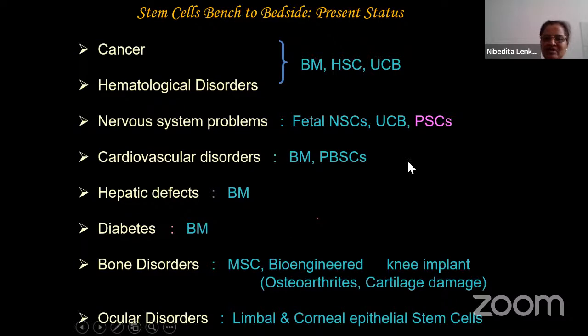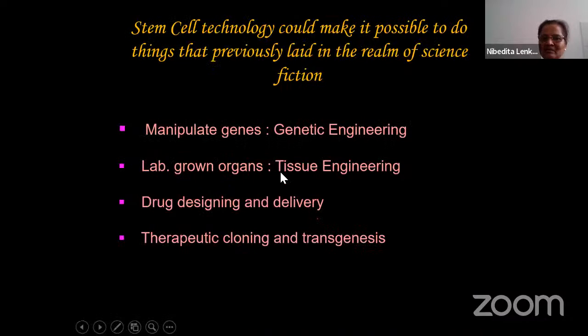So what all I talked about: manipulating genes, which comes under genetic engineering; tissue engineering, where lab-grown organs can be formed; drug design and delivery, which has pharma industry implications; therapeutic cloning and transgenesis in the animal kingdom, which stem cells can offer. So whatever was probably thought of previously as something like a dream, with specific approaches, specific knowledge tools, and recent advancement, one can think of how to bring the field up and go further, which will benefit society per se.